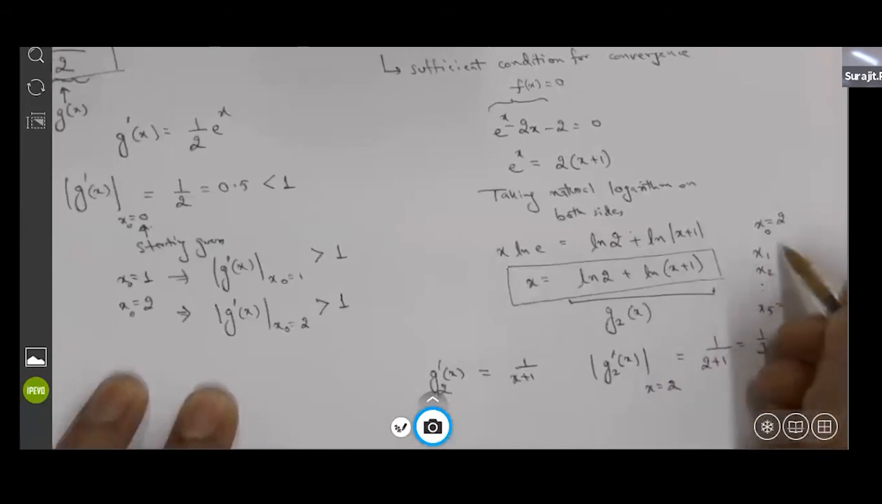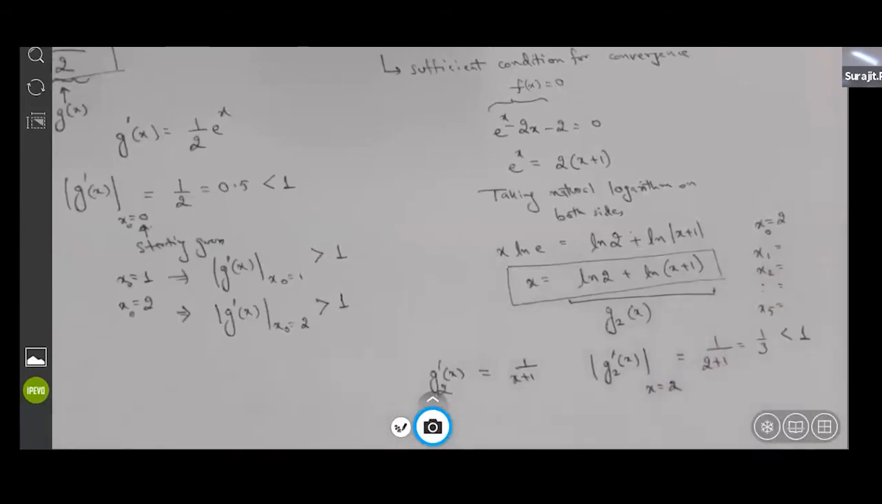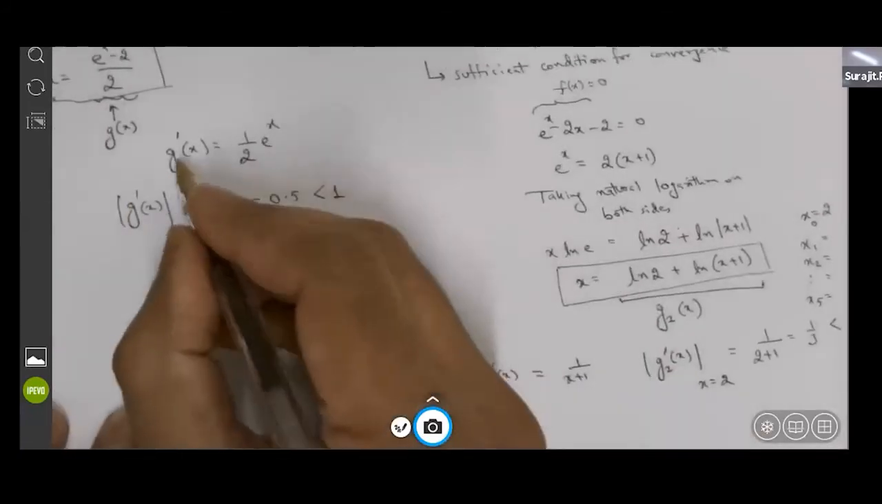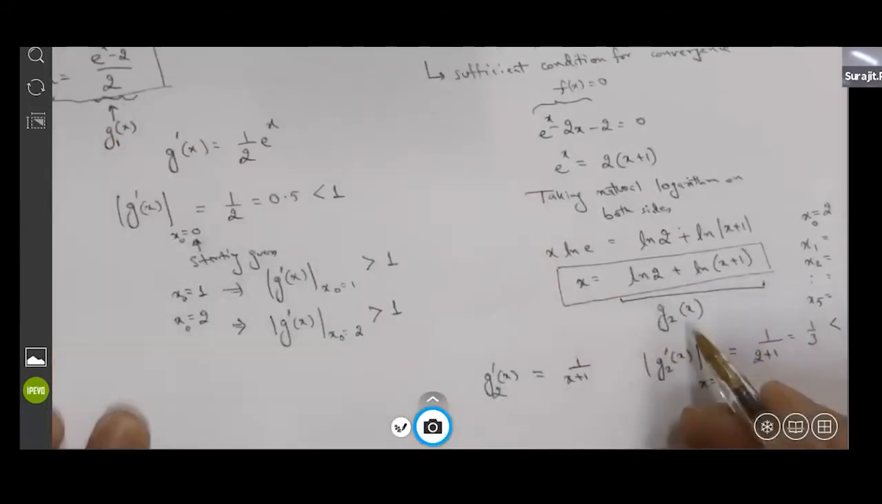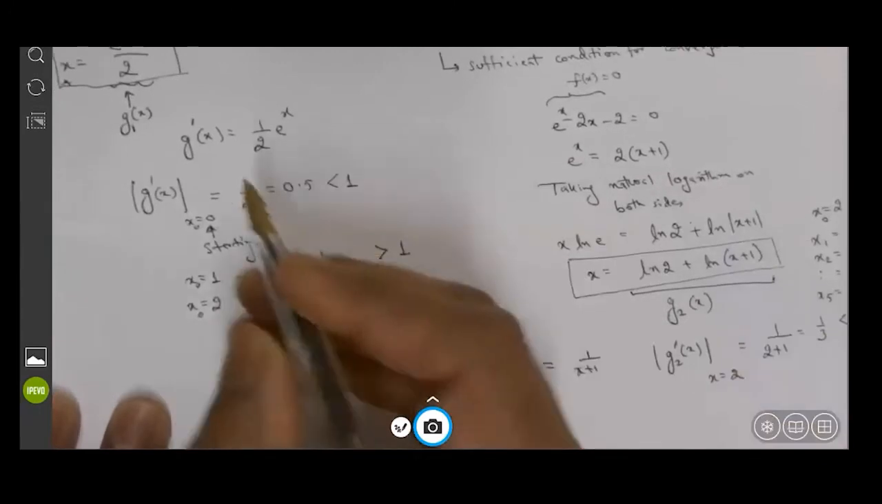Can you tell me what you are getting? Quick question. Why is it g2 of x? Isn't it just g of x? It is, but I'm just saying that this is 1 and this is 2. There is another one basically. Oh, okay. Thank you. Yeah, that's it.